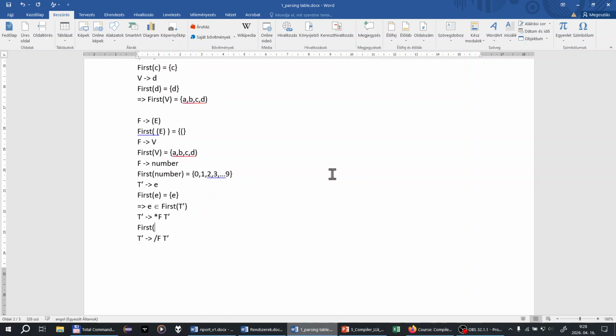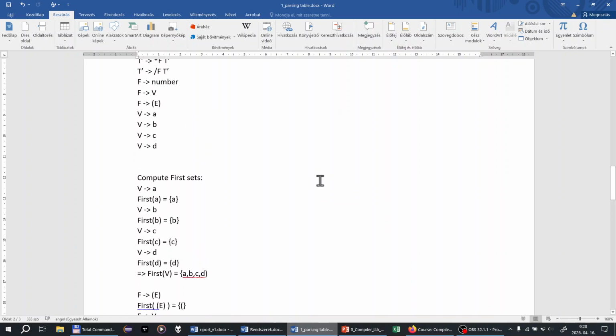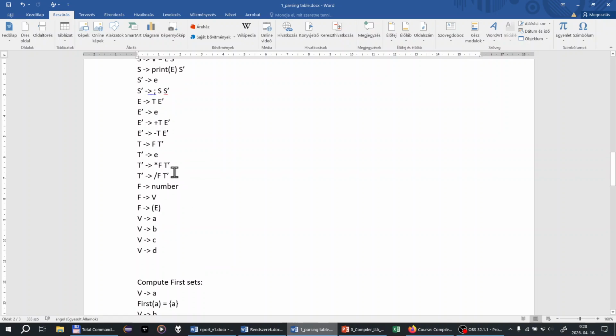First multiplication F T prime is equal to the set containing the multiplication sign. And similarly, for the first division, F T prime always starts with a division sign. Okay, what else we have here? Okay, let's see.